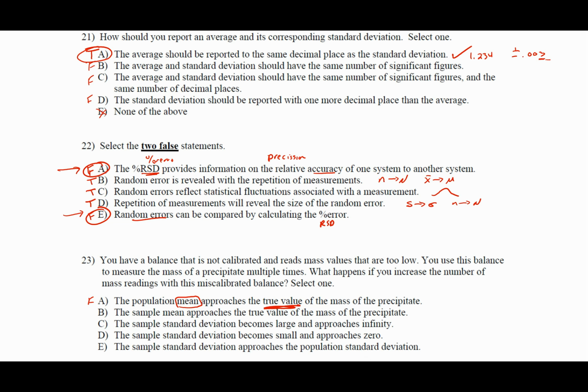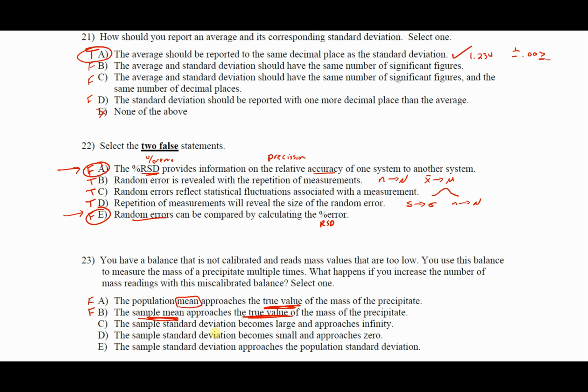The sample mean approaches the true value of the mass of the precipitate. Once again, the sample mean approaches the true value of the... no, once again, it will never approach the true value. You'll never get the correct answer as long as it's miscalibrated.